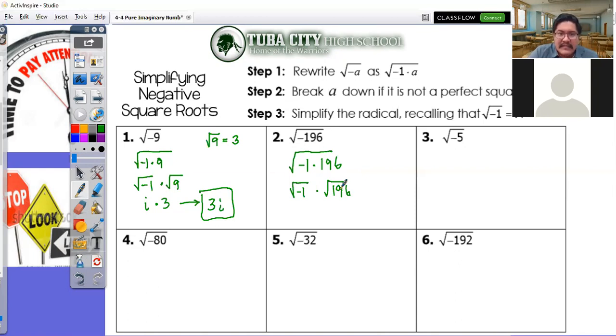Now I'm also going to take the root of a negative number. So remember, this is just going to be i, so I'm going to put i right there. So we have our final answer, which is going to be 14i.